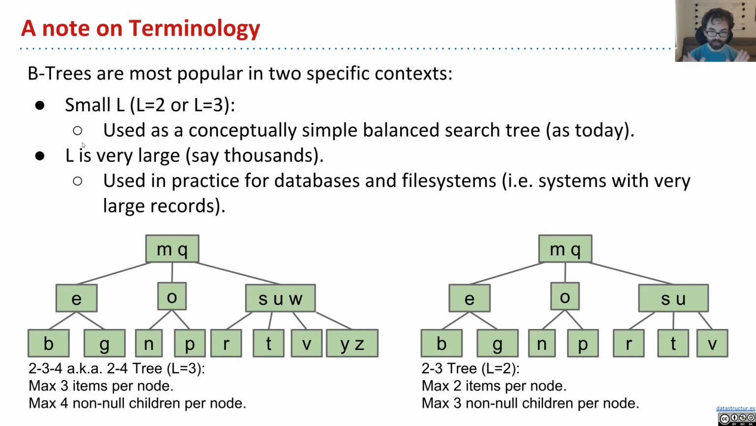And here, just to drive home that it's a generic concept, here is a B tree where L is equal to 3. That means the limit of the number of items that can be in a node is 3. So here we have 1, 2, 3. And here is a B tree where the limit is 2. So none of the nodes have more than 2 elements. And by the way, just a reminder that L equals 3 trees are called 2, 3, 4 trees, also called 2, 4 trees. And for L equals 2, they're called 2, 3 trees.